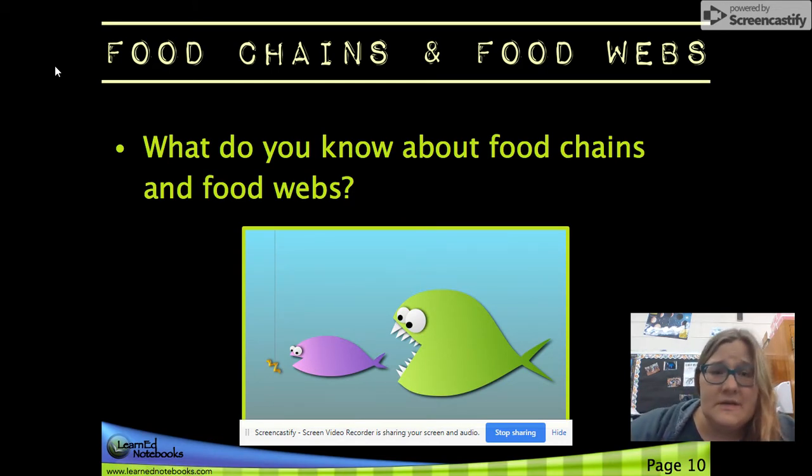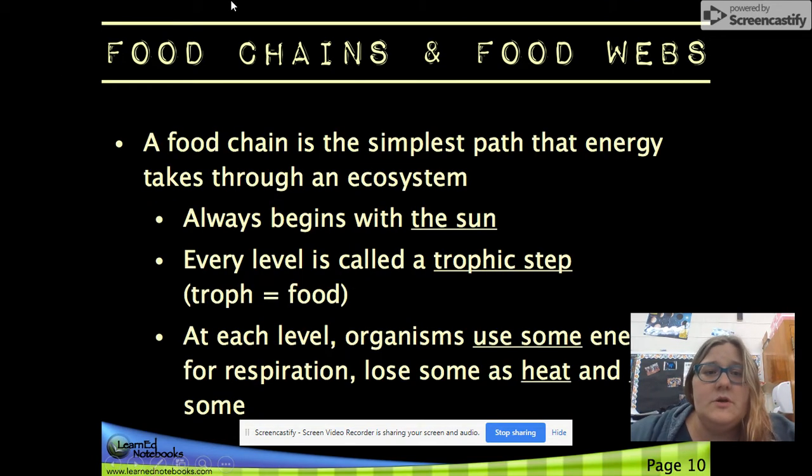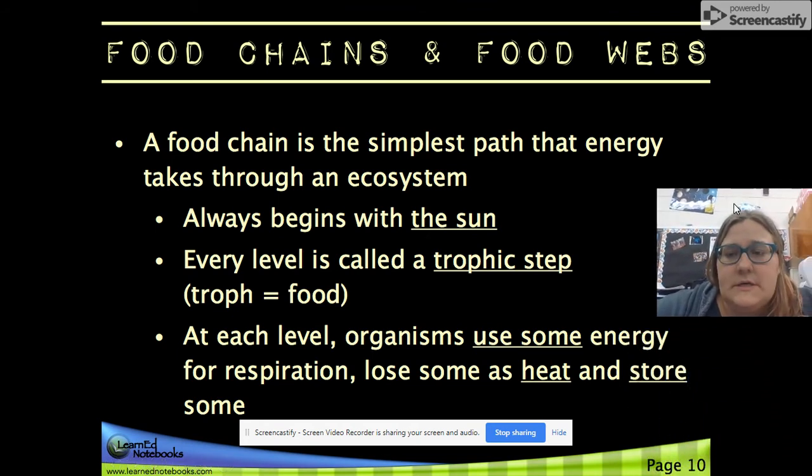So just think about, what do you already know about food chains and food webs? Start with that. Okay. So remember, a food chain is the simplest path that energy takes through an ecosystem. Simplest. Simple means small. Always begins with the sun. Each level is a trophic step called troph, which means food. And at each level, organisms use some energy for respiration, breathing, lose some as heat, and store some. So it's kind of exactly what I just talked about in the last video for page 9: three things that happen: use it, lose it, and store it.